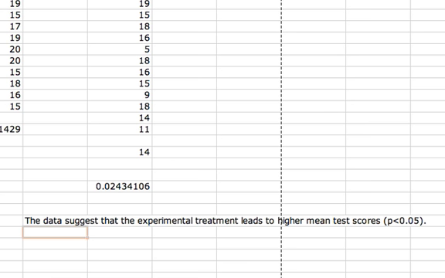Okay, so that's how to conduct a simple t-test. There are other types of t-tests as well, but we'll take a look at those later.